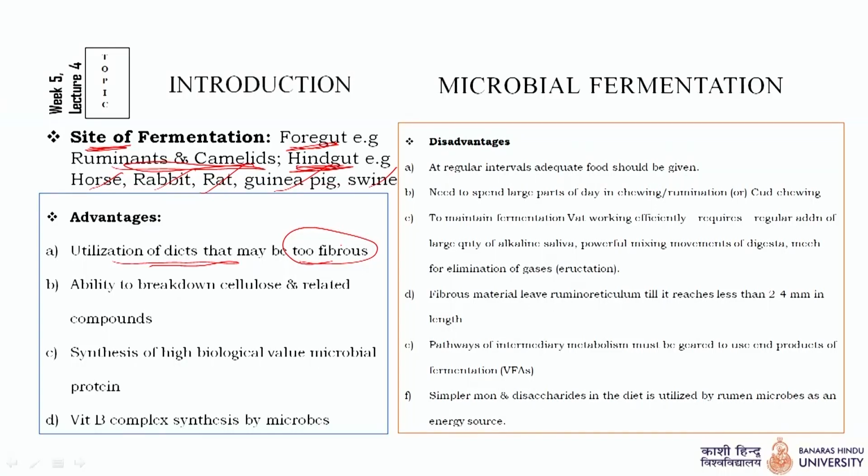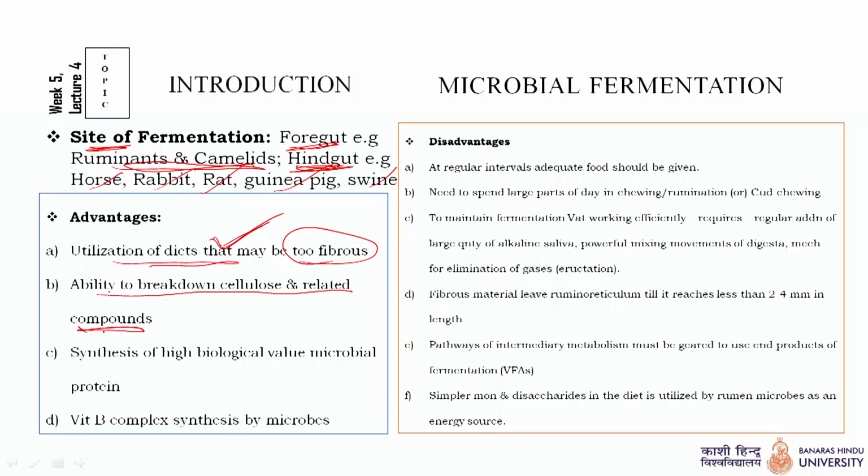So that is why grass materials can be ingested and then digested, and ultimately the nutrients get absorbed also. Because of that reason, the first important advantage for ruminants is the utilization of diets which are too fibrous in nature. The next is the ability to break down cellulose and related compounds. As I told in the earlier slide, cellulase and hemicellulase act on some of the structural carbohydrates.